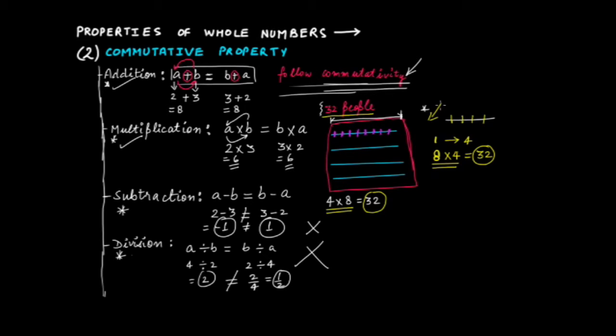And here we can relate a real life example. We just saw how this commutative property of whole numbers is important for us. And in the next video we'll learn about the associative property of whole numbers.